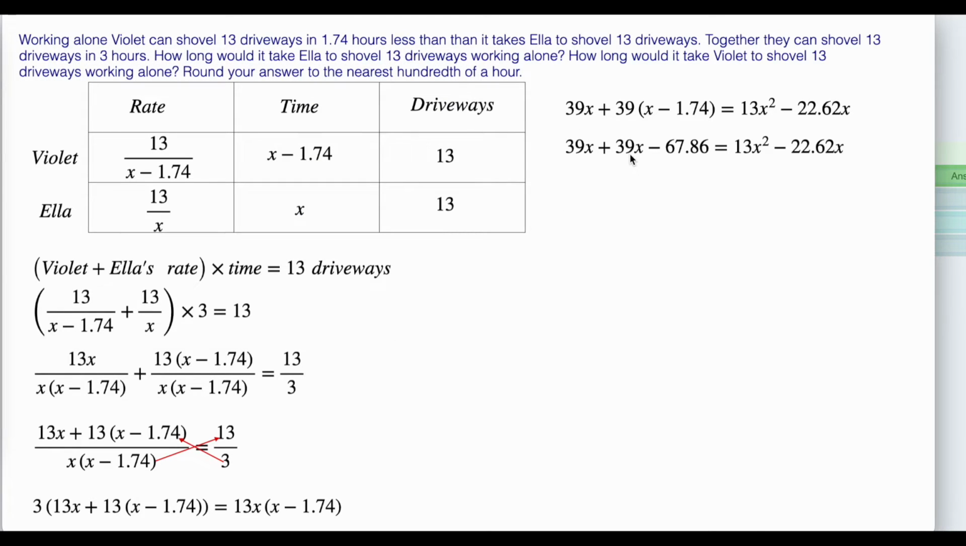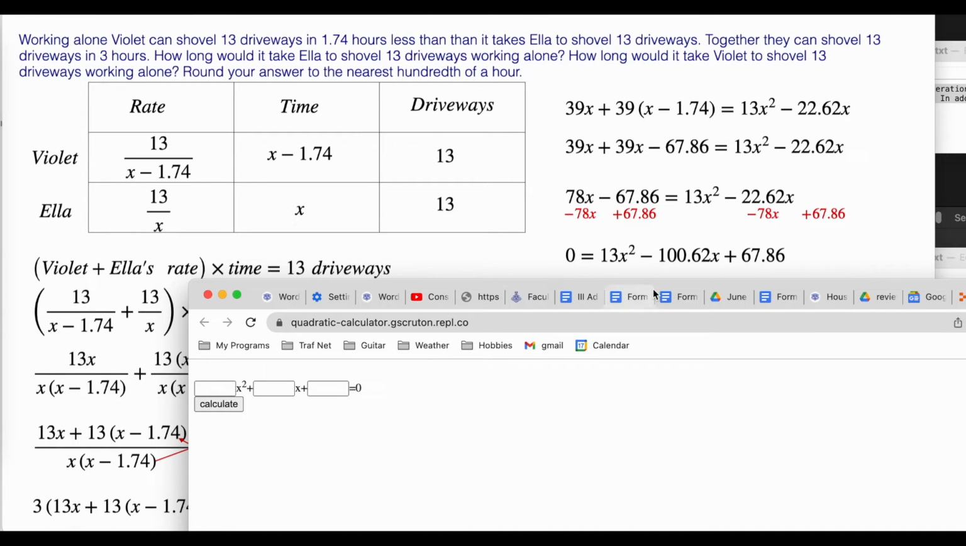We end up with 39X plus 39X minus 67.86 is equal to 13X squared minus 22.62X. I'm going to add my like terms here. 39 plus 39 is 78. We have 78X minus 67.86 is equal to 13X squared minus 22.62X. I want to get all my X's on this side. I'm going to subtract the 78X from the left-hand side, and I subtract it from the right-hand side to keep everything balanced. I also want to get rid of this negative 67.86 because I want 0 on this side. I'm going to add 67.86 to the left-hand side, and I'm going to add it to the right-hand side. That gives us 0 is equal to 13X squared minus 100.62X plus 67.86.